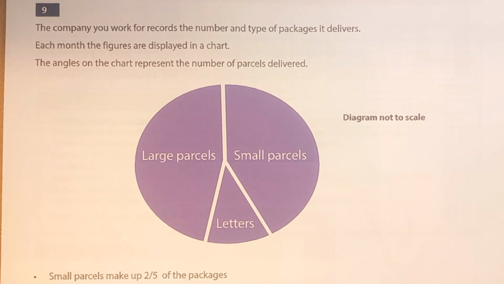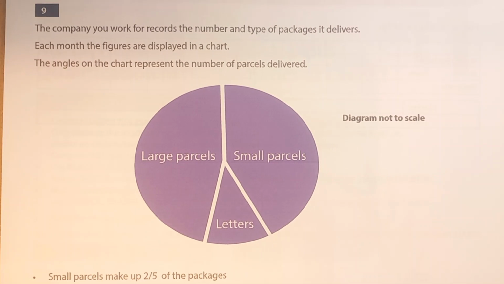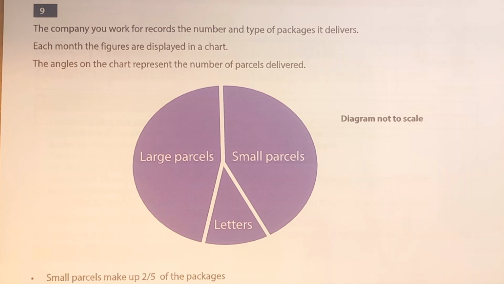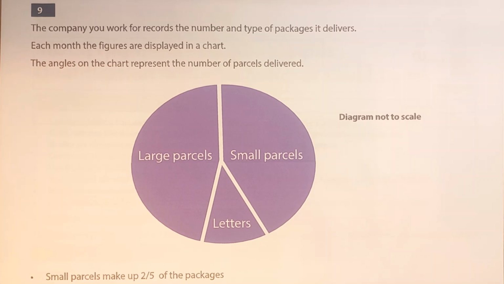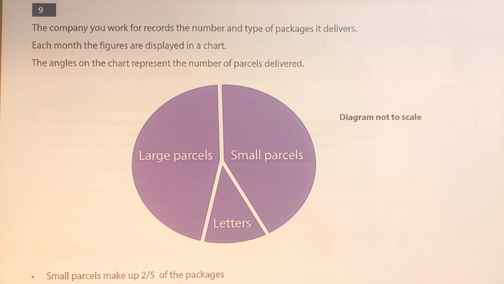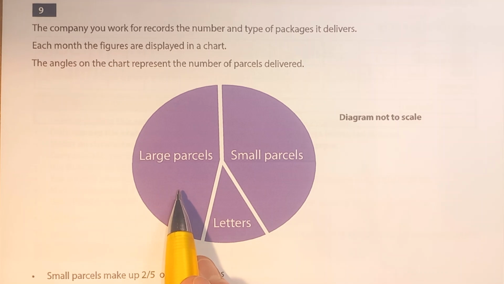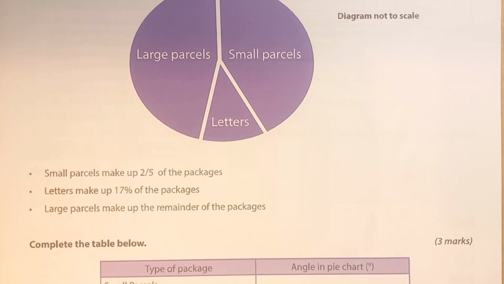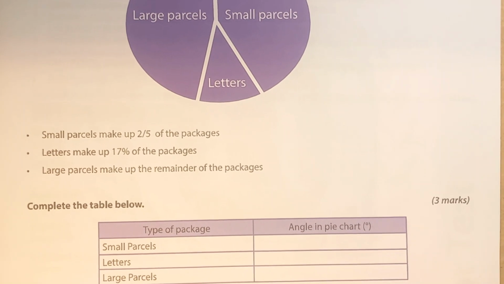Question 9. The company you work for records the number and type of packages it delivers. Each month, the figures are displayed in a chart. The angles on the chart represent the number of parcels delivered. So we've got large parcels here, small parcels here, and letters here. Let's move this up. Right, let's see how much we can fit on.